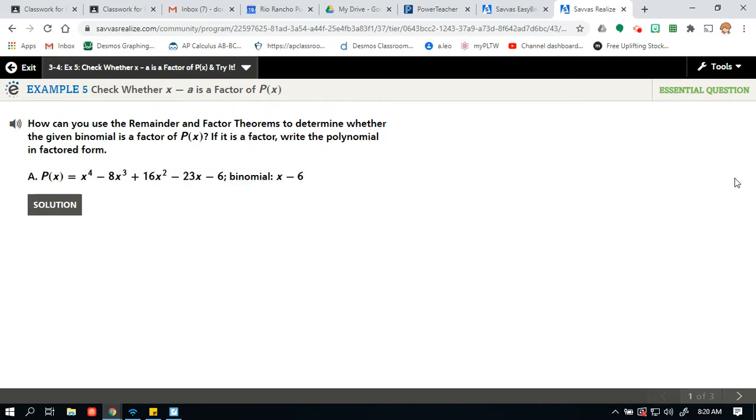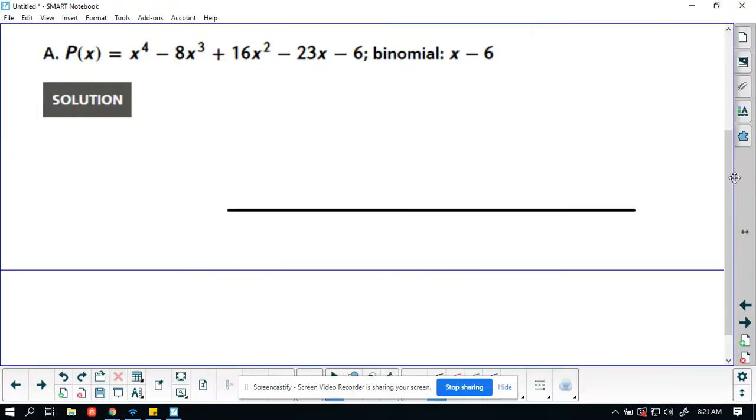All right, so it says, how can you use the remainder or factor theorems to determine whether the given binomial is a factor of the polynomial p of x? If it is a factor, write the polynomial in factored form. So let's go to my handy-dandy notebook here. And let's make sure that my degrees in my polynomial count down. We want to make sure that we don't need a placeholder here. So we have x to the 4, to the 3, 2, 1, and again x to the 0, but that's just 1, so we don't actually write it in.